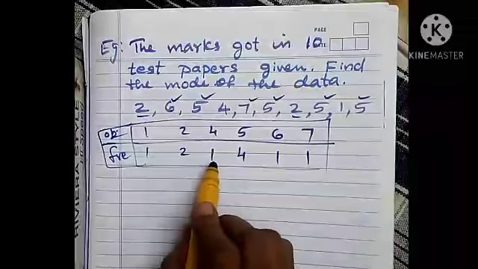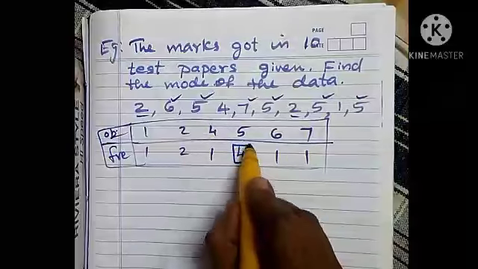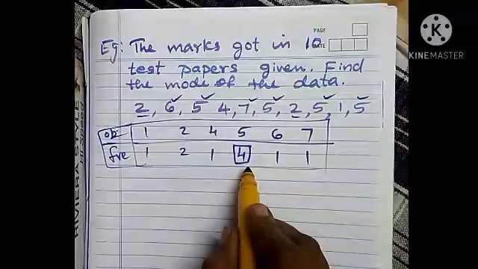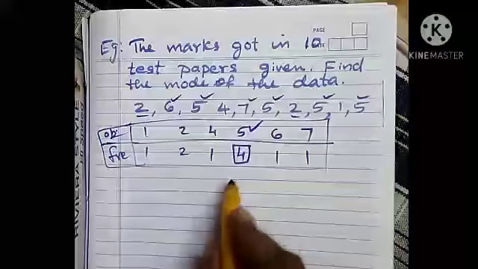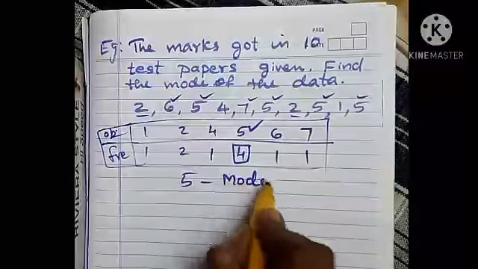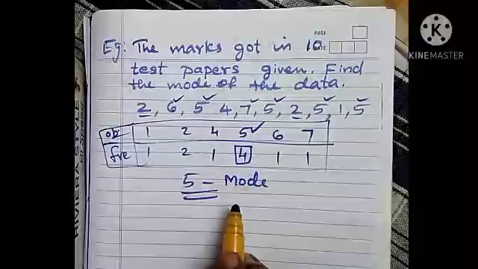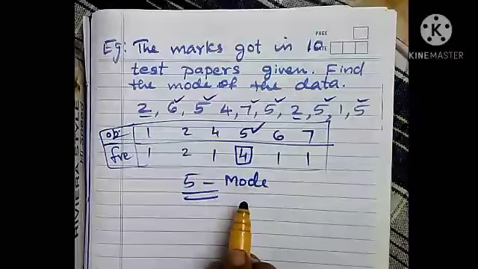Now, which is the maximum frequency? Here it is, maximum frequency 4. That means 5 is the mode of the given data. More number of times 5 is repeating. Therefore, 5 is the mode. It is an ungrouped data.